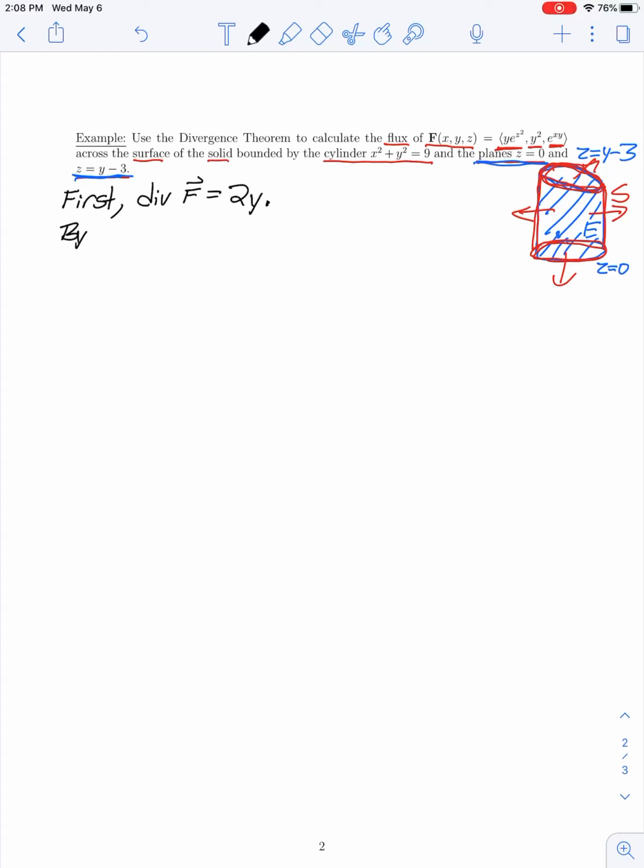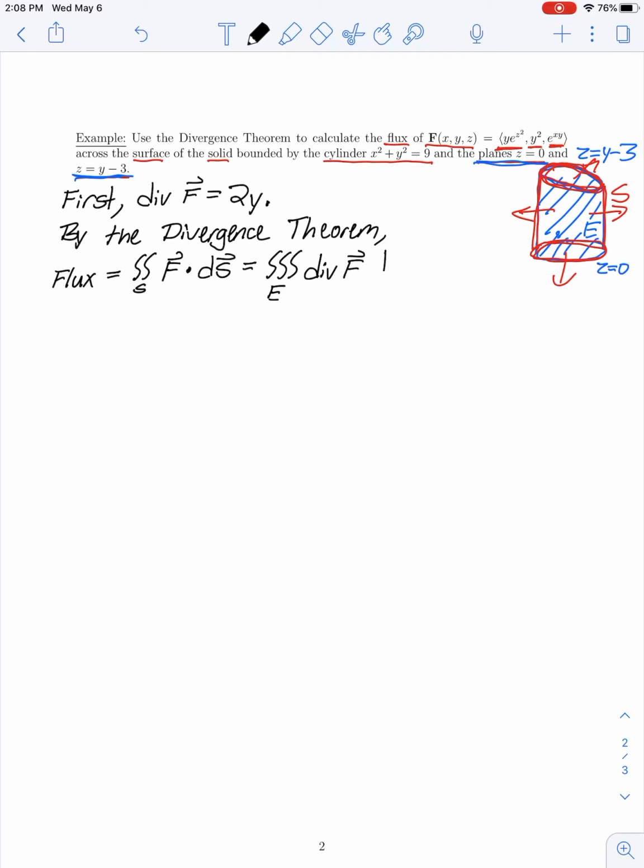So by the divergence theorem, the flux that we were interested in, which would be evaluated as the surface integral over the surface S of our vector field, is equivalent to the triple integral over the solid region E enclosed by that surface of the divergence of our vector field with respect to volume. So let's see what we have here.